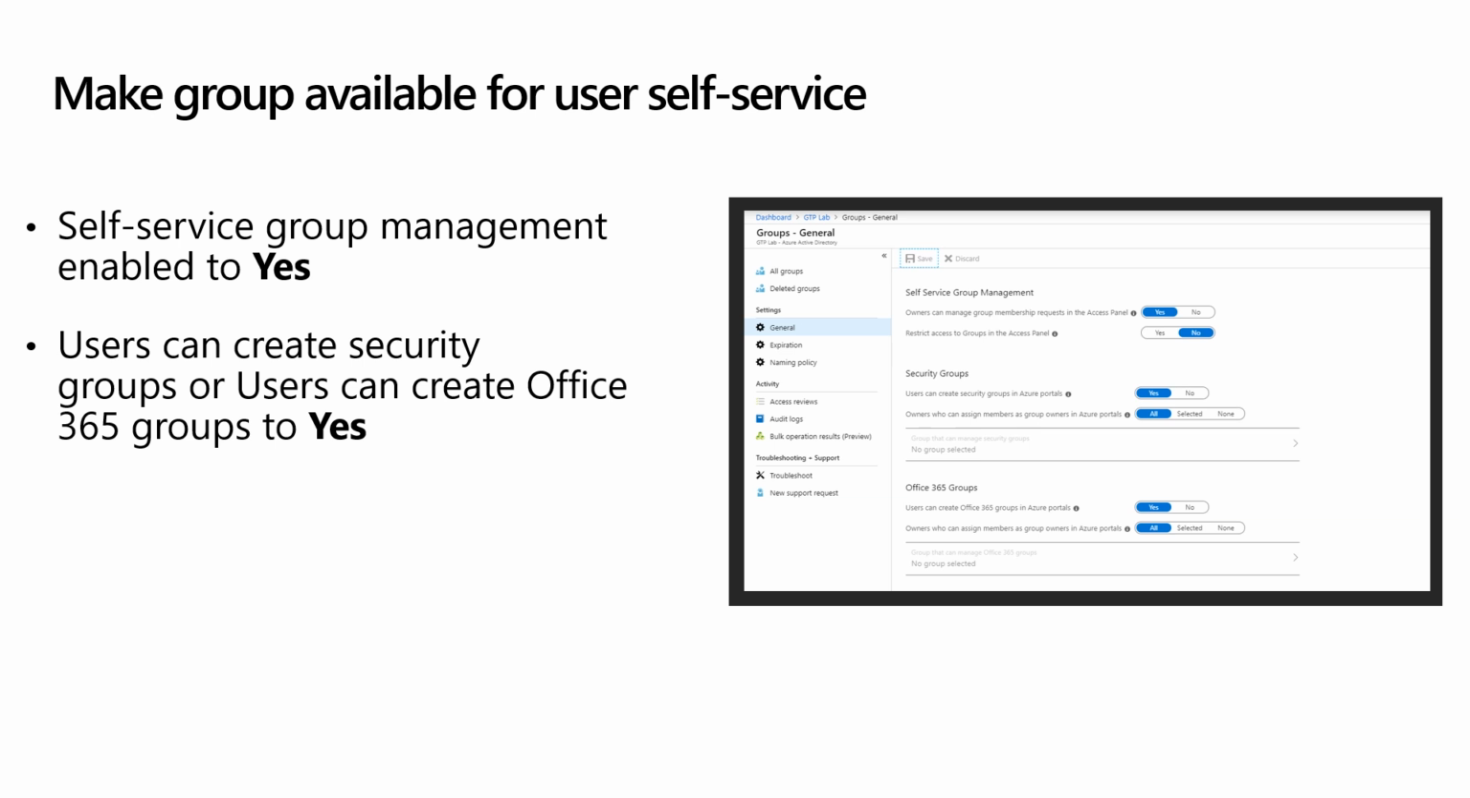You can also select users who can manage security groups and Office 365 groups to achieve more granular access control over self-service group management for your users. If you set users can create security groups in Azure portals to yes, you will not be able to restrict individual users from creating groups. You can designate groups of users whose members can use self-service group management.